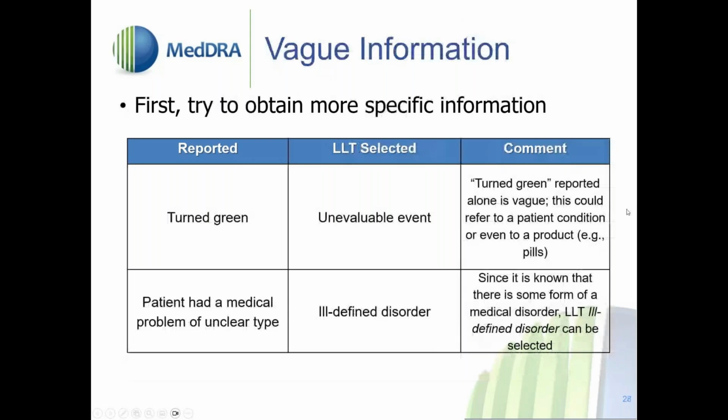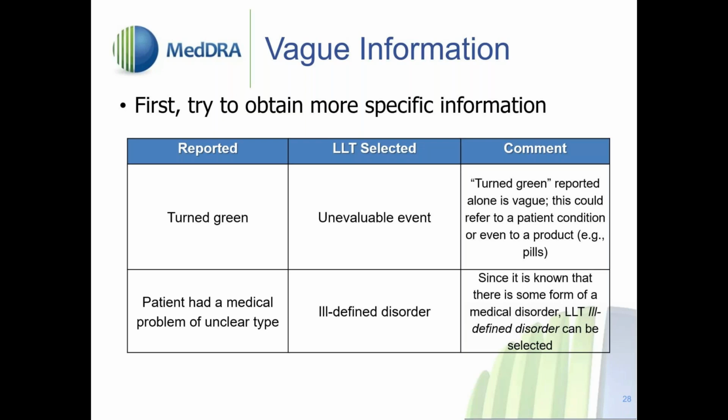What about vague information? So again, if you have vague information, try to obtain clarification if that's a possible option. If clarification can't be achieved, you can select an LLT that reflects the vague nature of the reported event. So look at the difference between the two examples you have on your screen. The one on top, turned green, doesn't give you any bit of detail.